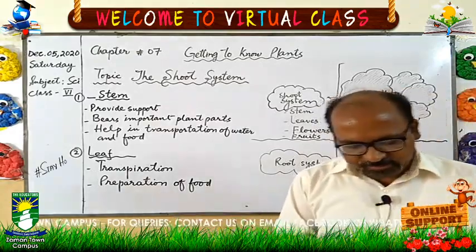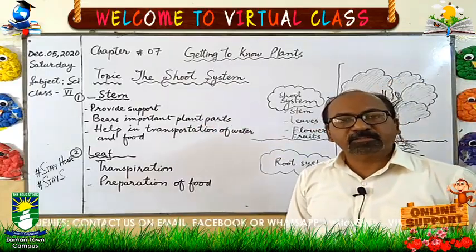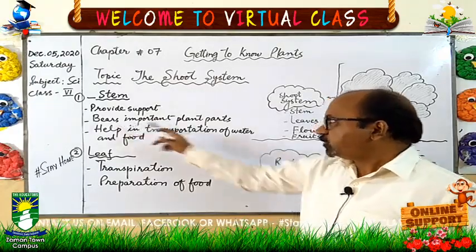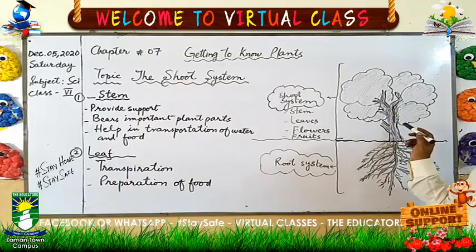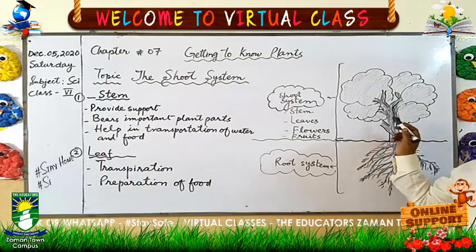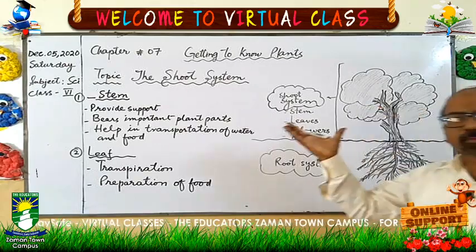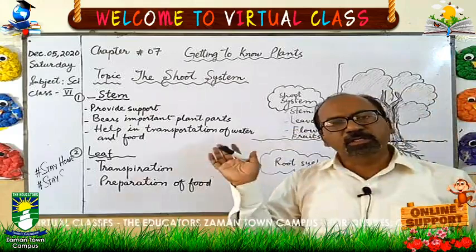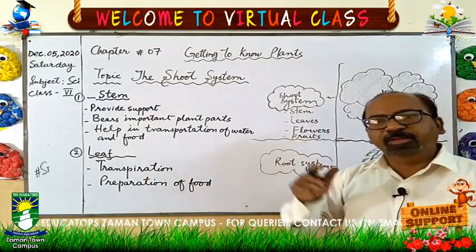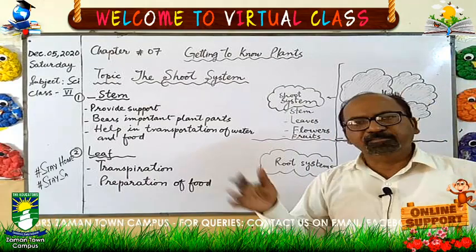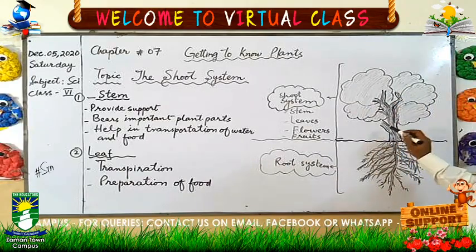The next function is that they bear important plant parts. What does it mean? Why is it said that the stem bears important plant parts? Because the stem bears leaves, fruits, and branches. These fruits which are present on the plants, like mango, orange, or the rest of all the plants. It is not necessary that it is a tree; plants may be small, may be bigger, may be like creeping plants. A lot of types of plants are present, but we are talking about plants. So it bears important plant parts.